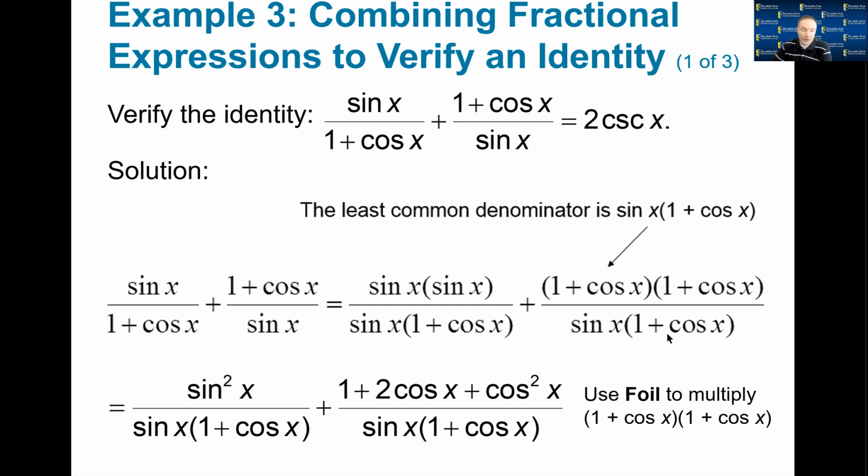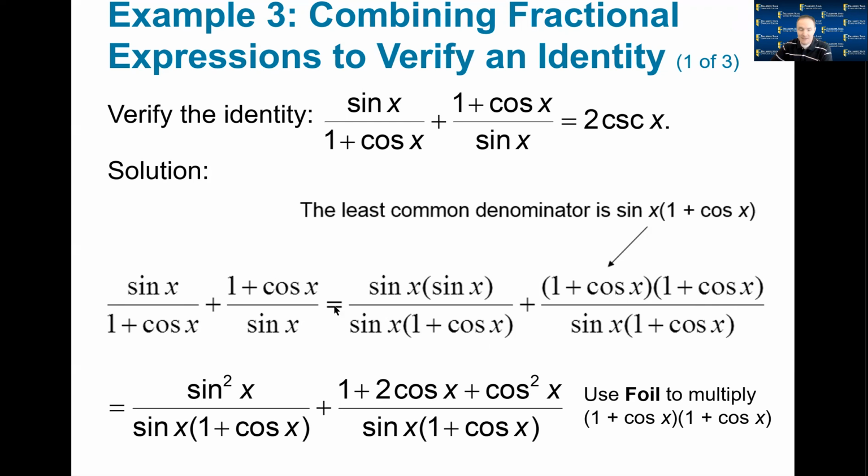Now, I can see the numerator also already had a factor of 1 plus cosine x, but please remember, it had to be multiplied by an understood 1 in order to get that 1 plus cosine x in the denominator. So now when I get my common denominator of sine x times 1 plus cosine x, I'm going to leave that factored in my denominator. In my numerator, I multiply out.